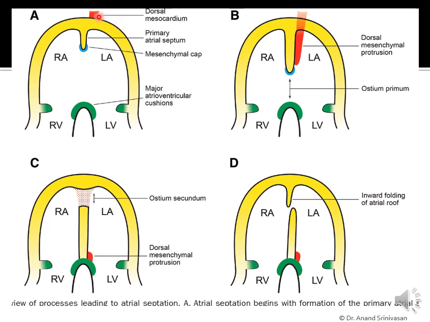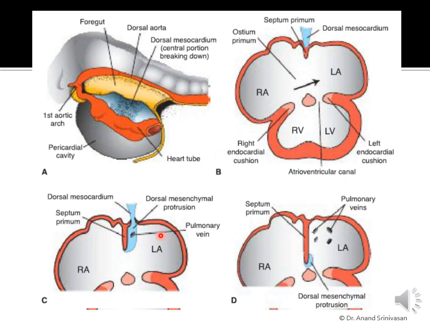Here you can also see the dorsal mesocardium, approximately in the middle, and this is the septum primum. The dorsal mesenchymal protrusion, which comes from the dorsal mesocardium, extends along with it. It has recently been found that this mesenchymal protrusion is the place where the pulmonary veins open into. So this determines where the pulmonary veins open.